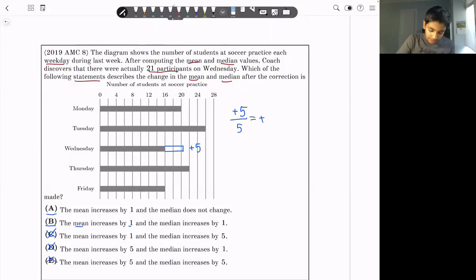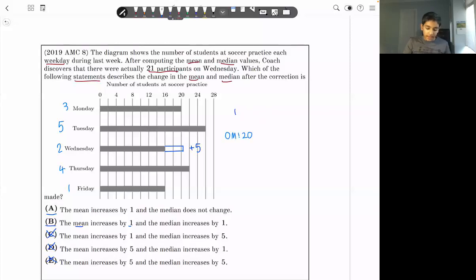So now let's look at what's going to happen to the median. Originally, before this change happened, from least to greatest, the lowest was Friday, then 1 and 2, well, these are equal, so it doesn't really matter. And then the median originally was Monday, because Thursday was greater, and Tuesday was even greater. So the original median was 20.